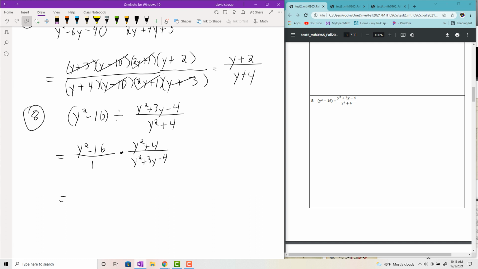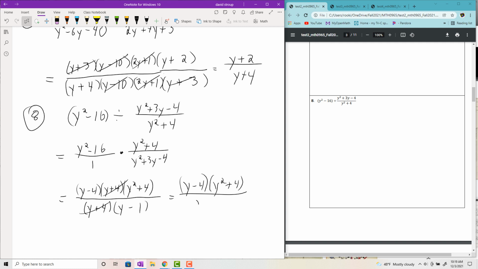Okay. Now you can start factoring. So y squared minus 16 is y minus 4 times y plus 4. And then y squared plus 4, you can't factor that. That one's prime. And then all over the 1 times y squared plus 3y minus 4, factoring the y squared plus 3y minus 4, you're going to get y, let's see, we need plus 4 and then minus 1, y minus 1. Okay, the plus 4's cancel, and you're just left with y minus 4 times y squared plus 4. No need to FOIL that out, just leave it like it is, all over y minus 1.